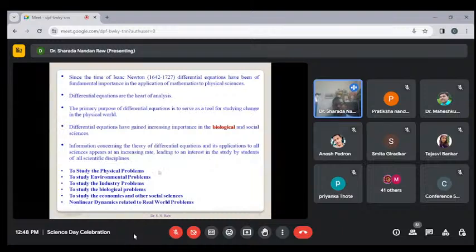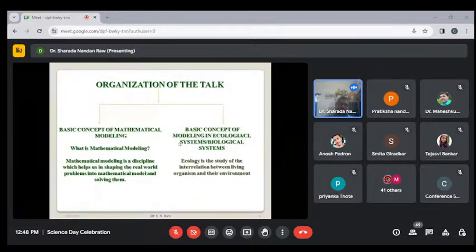This is the area where we can study the physical problem, the environmental problem, the industry problem, the biological problem, the economics and other sciences, and nonlinear dynamics related to real world problems. So, organization of the talk.